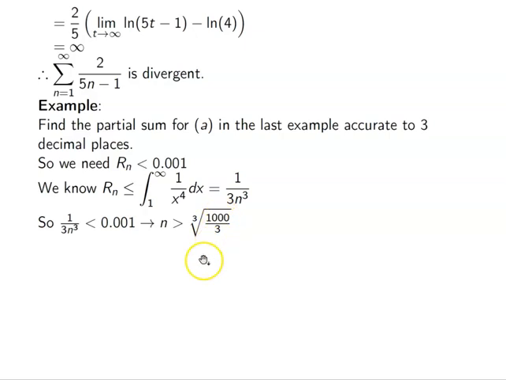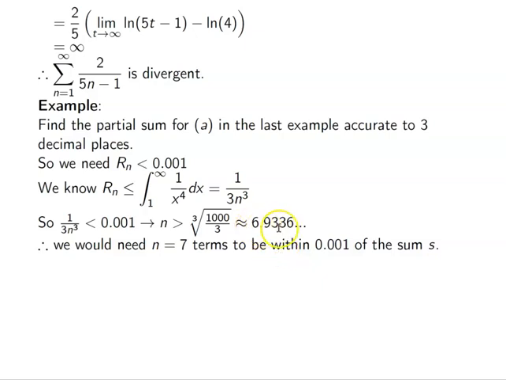So solving for n should give me this when I plug it in to my calculator. It's about 6.9336. N has to be a whole number. So I never, ever, ever round down, even if I'm very close to the bottom number. I always round up if I have some decimal points. So this goes to 7 for n, since n is a whole number. So n equals 7 terms I would need to add together in order to be within 0.001 of the true sum of s.